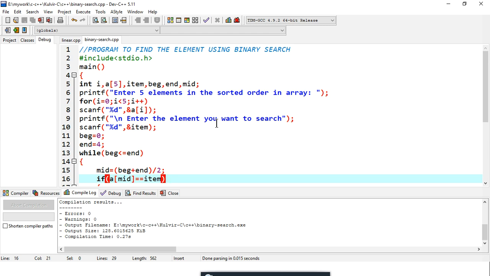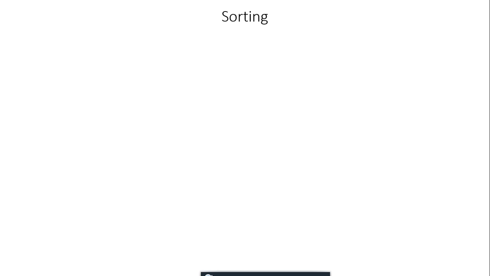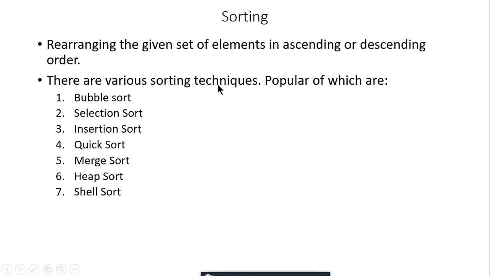Now you guys will ask, what if my elements are not sorted? What if the user places the elements in unsorted order? So you can implement sorting for that purpose. So let's start with sorting. What is sorting? Rearranging a given set of elements in ascending or descending order, right?